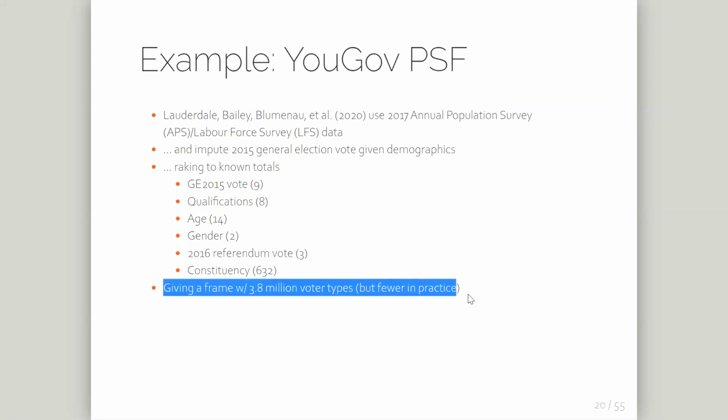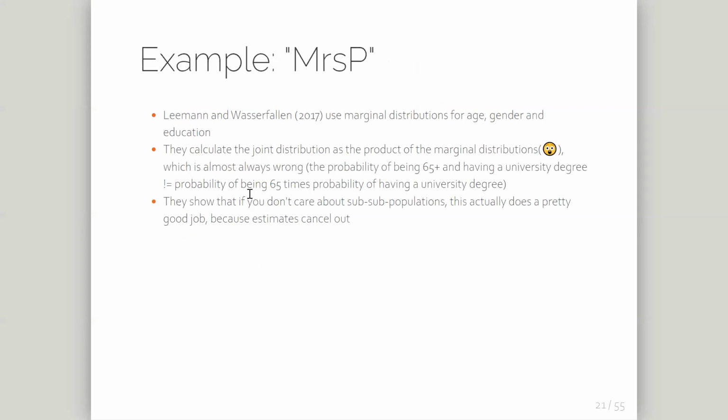And so their data frame, in theory, has 3.8 million voter types, but not all of those voter types are realized. So there's some odd combinations. There might end up being no people who are 18 to 19 who have postgraduate level qualifications, for example, for obvious reasons. If that has started to make you think, oh, there's a lot of modeling going on behind the scenes, maybe that's making me feel a little bit queasy, it gets even more extreme in this direction.